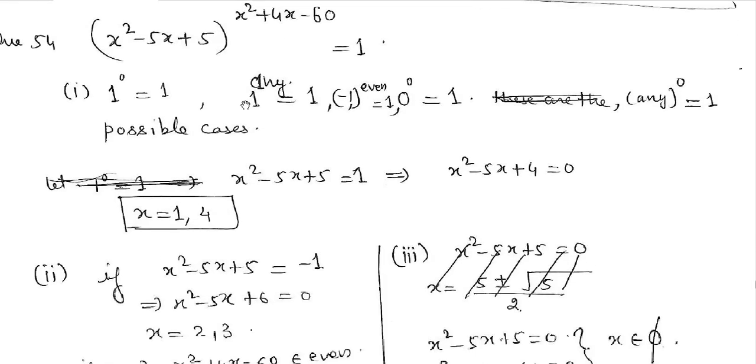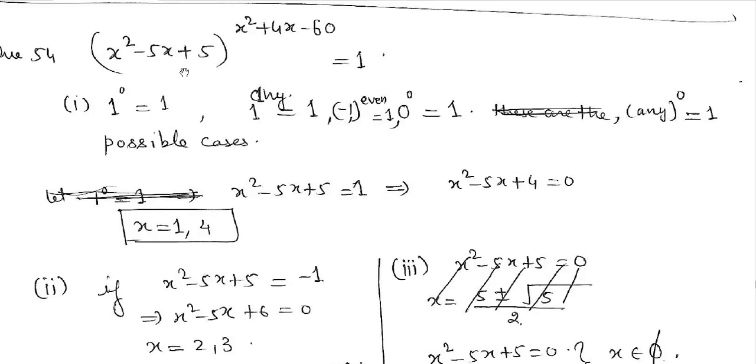In question number 54, quadratic to the power quadratic is equal to 1. So there are some situations like 1 to the power 0 equal to 1, 1 to the power any number becomes equal to 1, and even minus 1 to the power even is also equal to 1. Also 0 to the power 0 equal to 1 and any number to the power 0 equal to 1, so these are the possible cases.